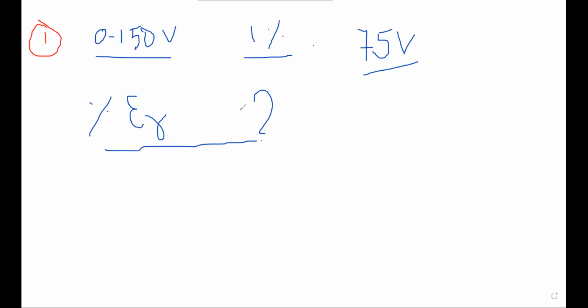You are provided with the range of the voltmeter, the 1% accuracy, and also how much voltage you can measure with this instrument, that is 75 volt. So how will you proceed with this problem? Tell me the answer. Yesterday's formula you will just apply. What is the formula I taught you yesterday?